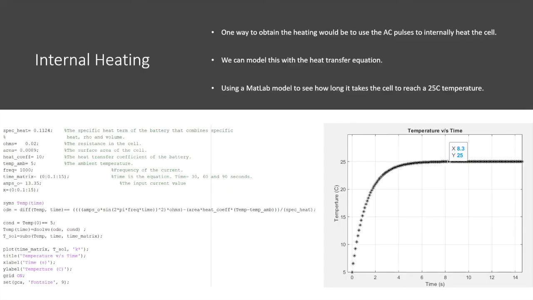Now internal heating is done by using AC pulses inside the cell to modulate the temperature. This is done by using a sine wave and changing the frequency and the current. On the left is the code that we use to model this, and the model that was used was the heat transfer equation. Using a current of 13.35 amps, to reach a temperature of 25 degrees Celsius, it took 8.3 seconds. Now I'll pass it off to Gaurav for the external heating.